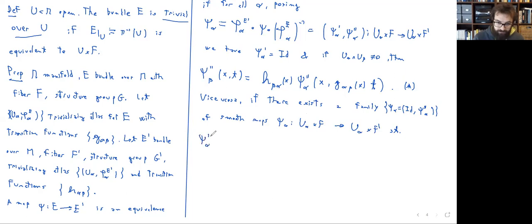psi alpha, for fixed x, the dot of x times f goes into x times f prime. So I hope you know what this means with this dot. So if you're fixing x, and we consider the map that takes a point f, something in F, and sends it to phi alpha of x, comma f.